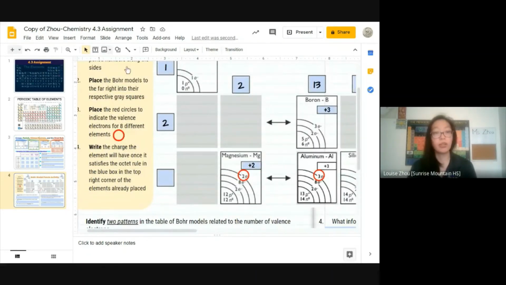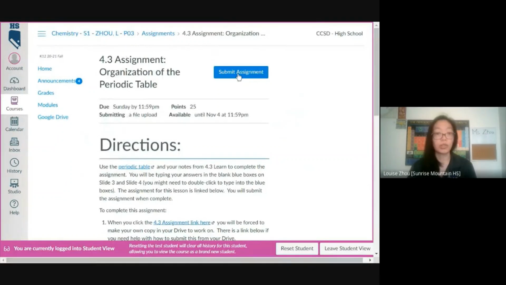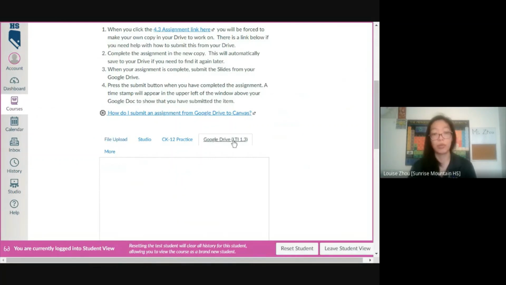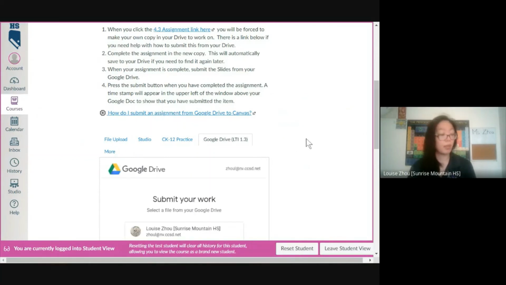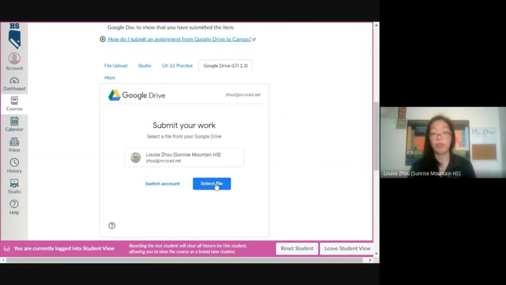When you are done filling in everything and your assignment is complete, if you go back to Canvas, you would just submit your assignment. Best way is to submit through Google Drive. If that doesn't work, I guess you could download it as a PDF or a PowerPoint slide and then submit it that way. But you can try Google Drive first and then just select the file from your account.